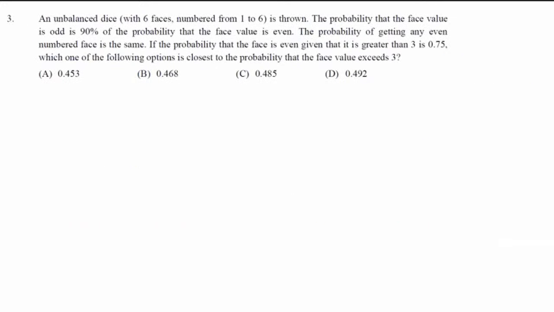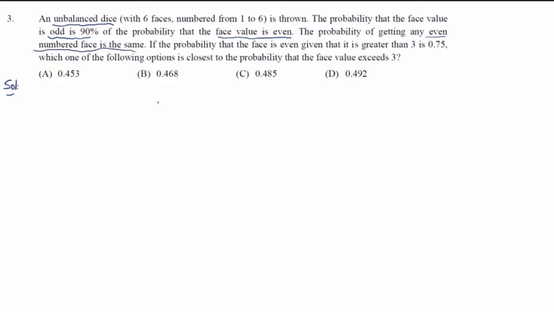So I will explain. This is a GATE question. An unbalanced dice, that means all the outcomes are of different probabilities, with 6 faces numbered 1 to 6 is thrown. One time only thrown. Don't think that here the probability of 1 dot is equal to the probability of 2 dots, equal to all are same, because it is an unbalanced dice. The probability that the face value is odd is 90% of the probability that the face value is even. Please underline.